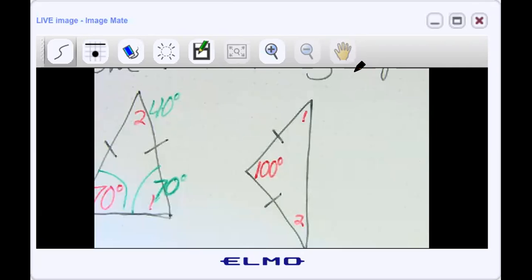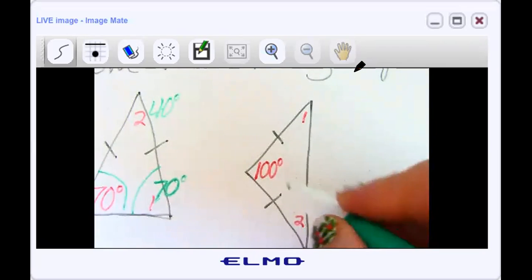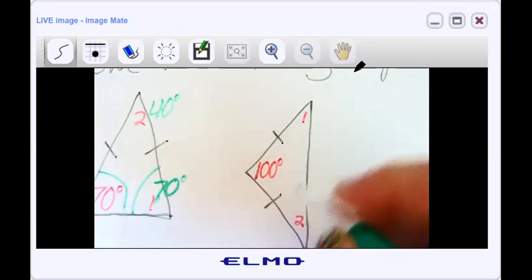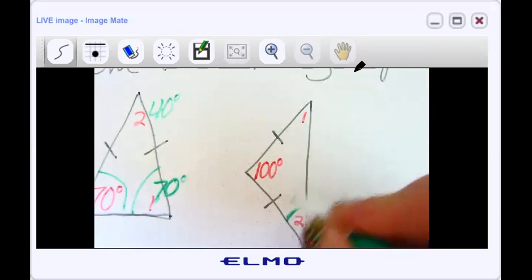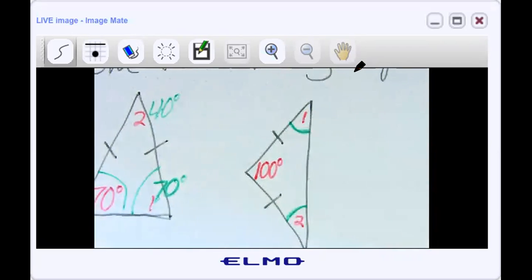So hopefully you're looking at this and you're like, okay, I have an isosceles triangle again, right? So the base angles are going to be congruent. But this time, the base angles across from the two sides that are marked, it's these ones down here. Those are the ones that are going to be congruent.